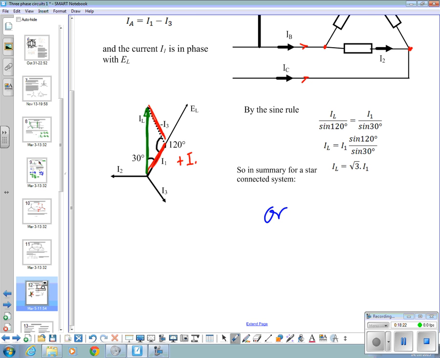Or I phase is equal to IL over root 3, whichever way round you need it.